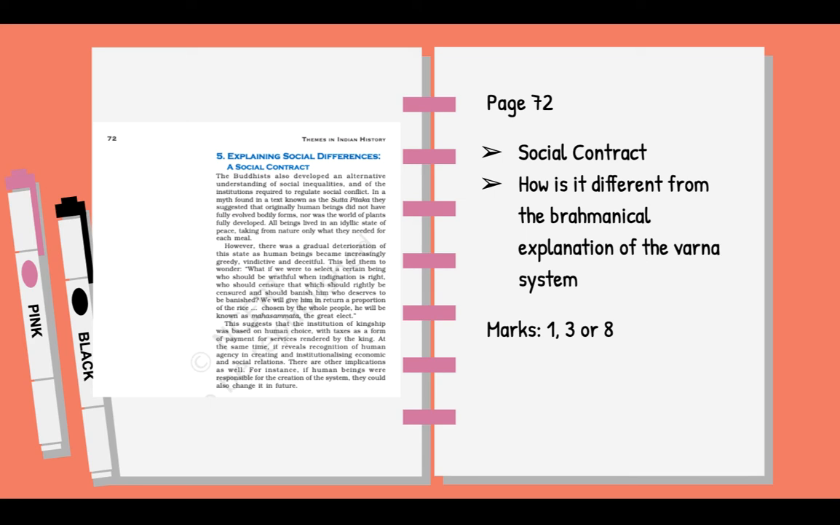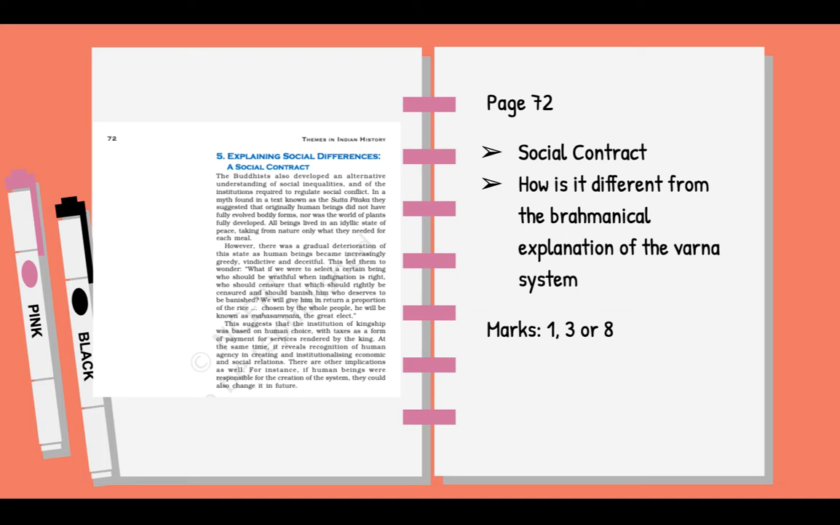Coming to page 72, you have the social contract theory according to the Buddhist thought. Now, this is very interesting. You may get a standalone question as to what was the social contract theory, what was the story behind it. You can even get a question on how it was different from the Brahmanical explanation of the Varna system. So just a few pages earlier, there was a discussion on the Purusha Sukta hymn, where the Brahman originated from the mouth of the Adi Purusha, the Kshatriyas from the shoulders, and so on. So how were these two different?